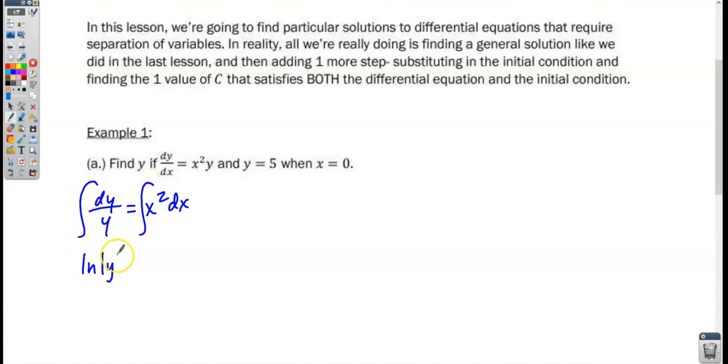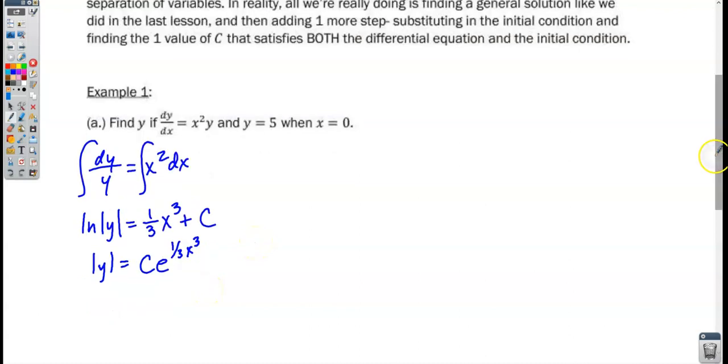This is the natural log of the absolute value of y, and this is going to be 1/3 x cubed plus c. Now in order to solve for y, just like we did in the last lesson, we're going to raise both sides e to that power. It turns into the absolute value of y equals c e to the 1/3 x cubed. I can absorb the sign into the constant, and so this is equal to y equals c e to the 1/3 x cubed.